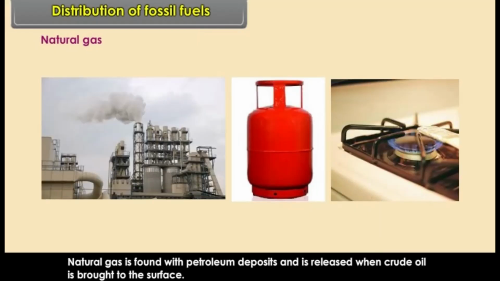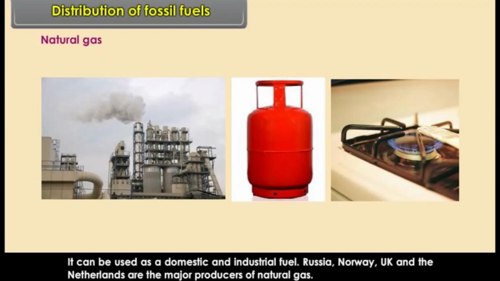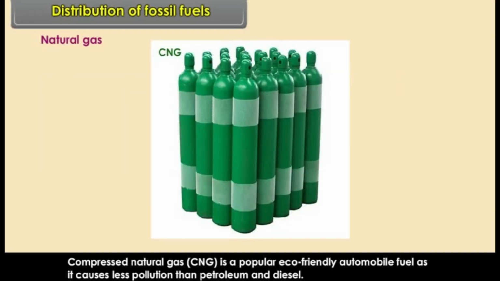Natural gas. Natural gas is found with petroleum deposits and is released when crude oil is brought to the surface. It can be used as a domestic and industrial fuel. Russia, Norway, UK, and the Netherlands are the major producers of natural gas. Compressed natural gas, CNG, is a popular, eco-friendly automobile fuel as it causes less pollution than petroleum and diesel.